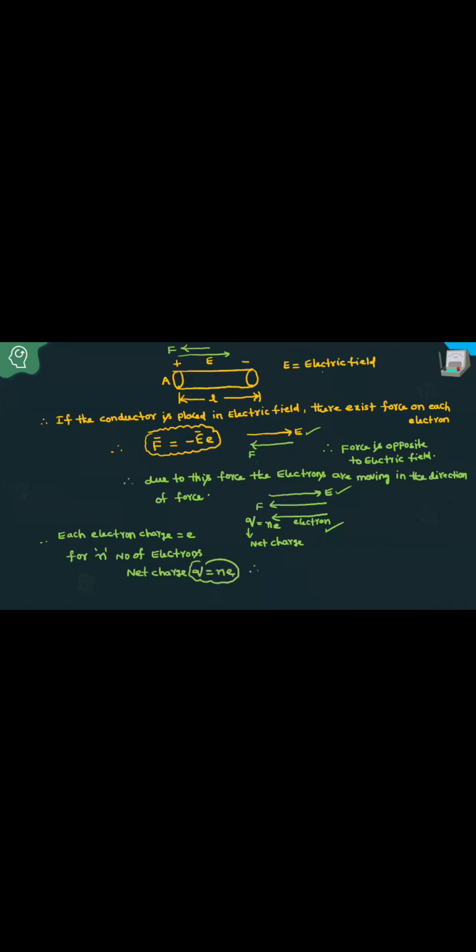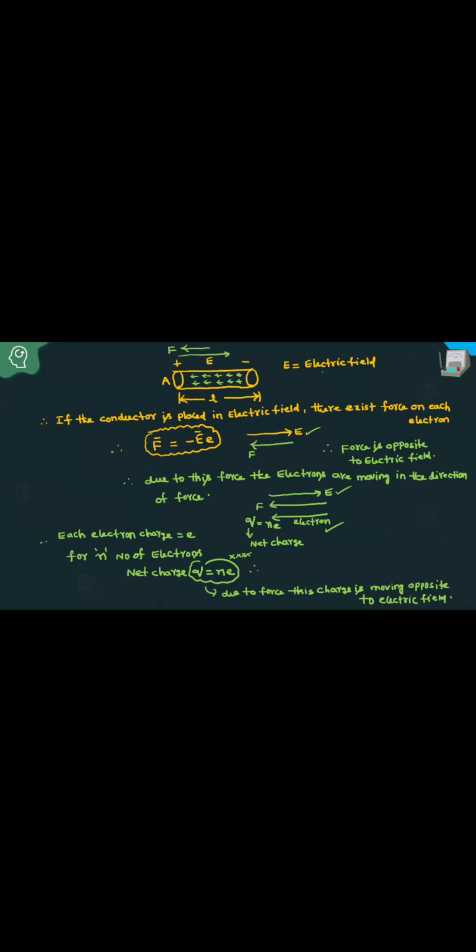Due to this force, this much charge is moving in the conductor. Due to the force, this charge is moving opposite to the electric field. That means whenever the conductor is placed in an electric field, a force is produced. Because of the force, the electrons are moving like this. The electrons are moving opposite to the electric field.